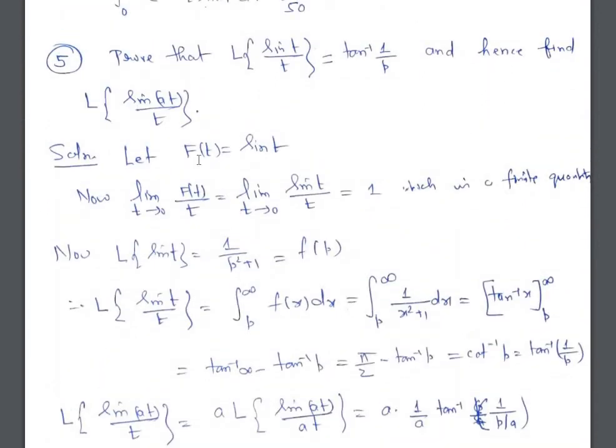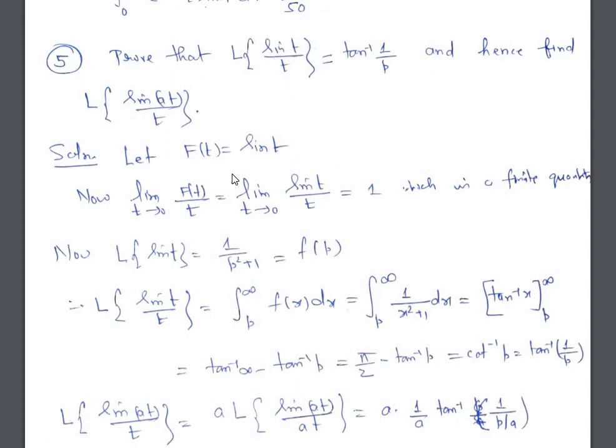Now, we come to the problems where we are dividing by t. Prove that L of sin t upon t is equal to tan inverse of 1 upon p, and hence find L of sin a t upon t. Okay, let us do the first part.